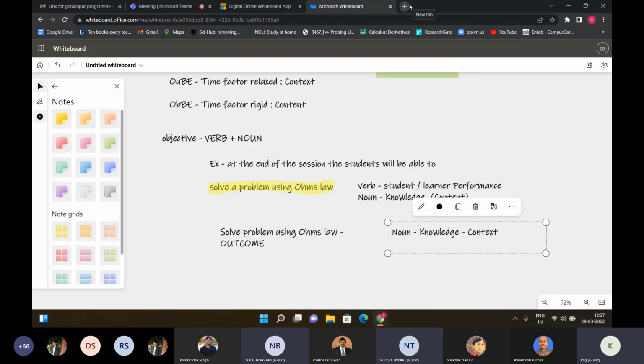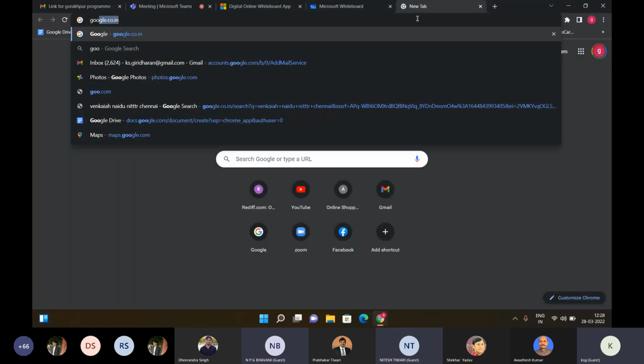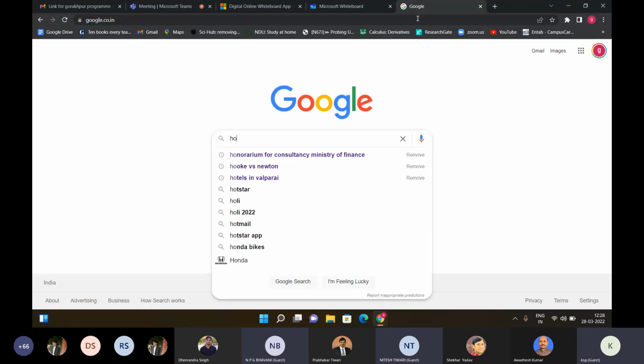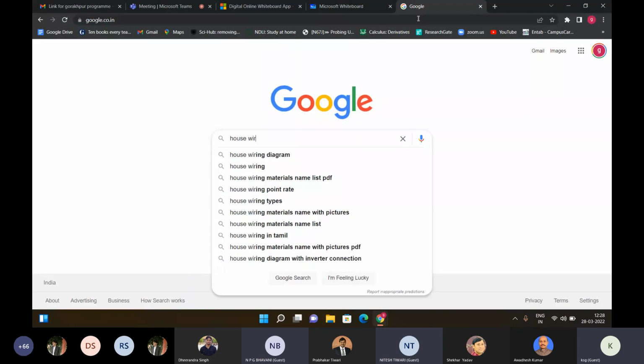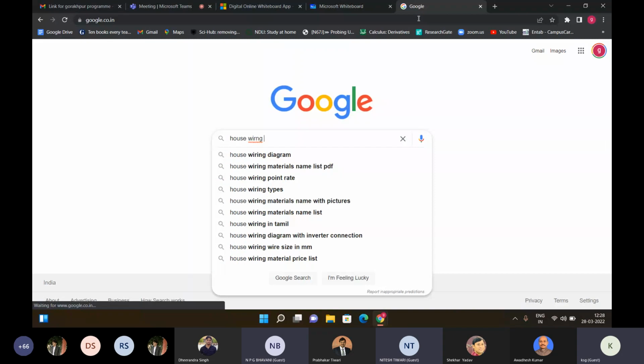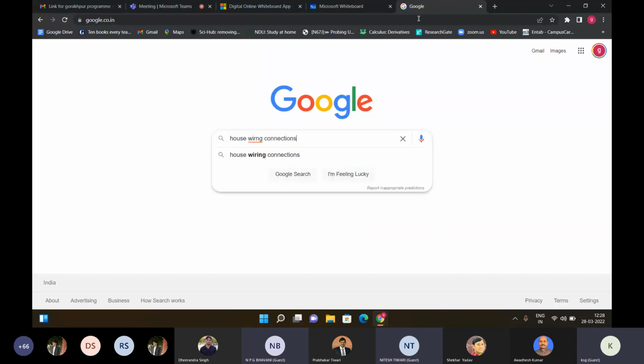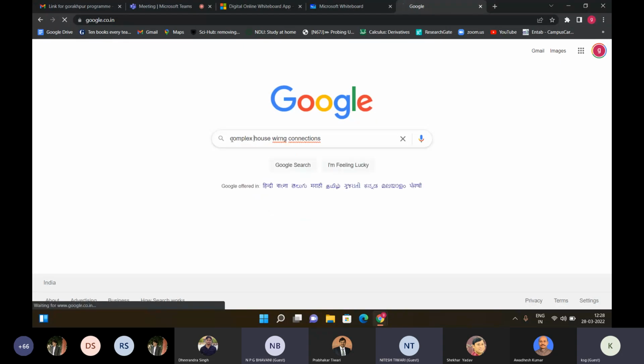Like, for example, your house wiring connections. When you look at complex house wiring connections, you can Google it and you will come to know there are so many pictures available.